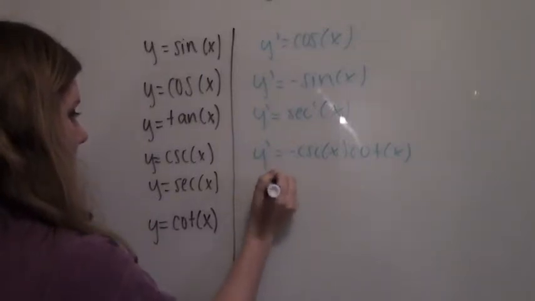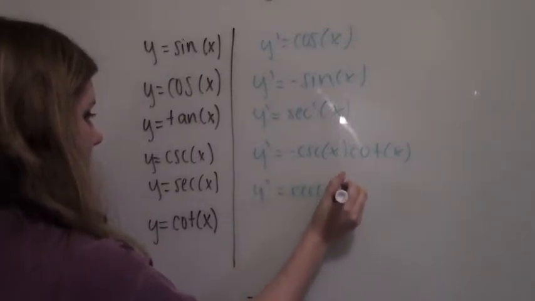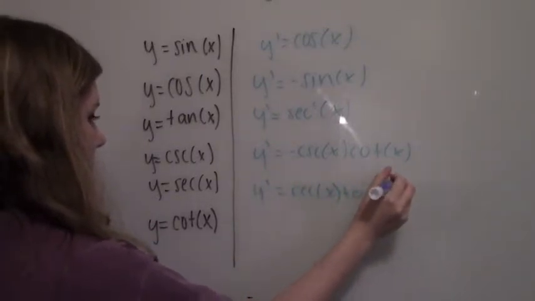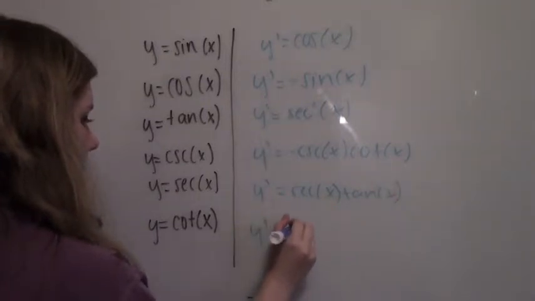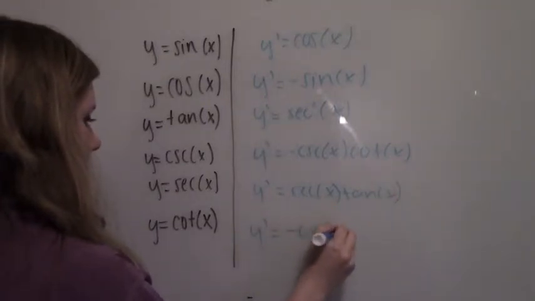For secant x, it's secant x tangent x. And for cotangent x, it's negative cosecant squared x.